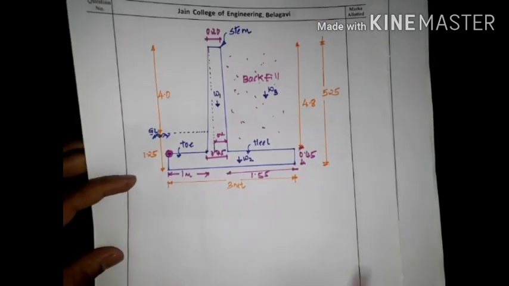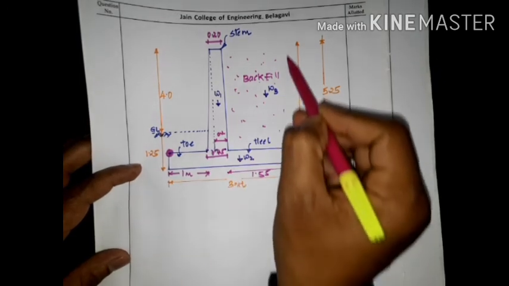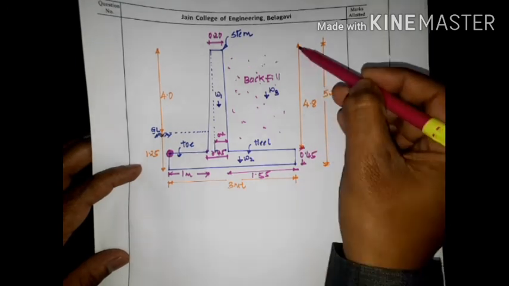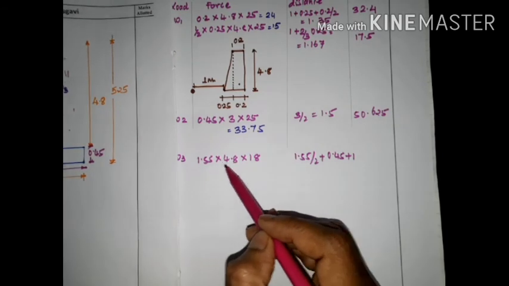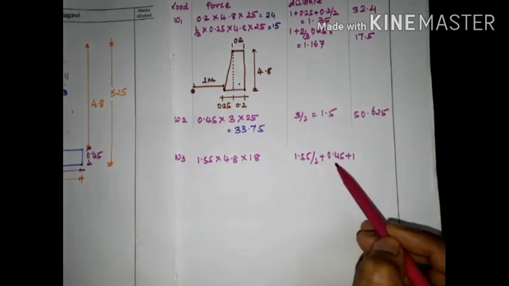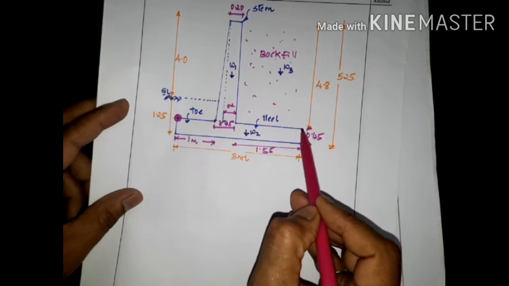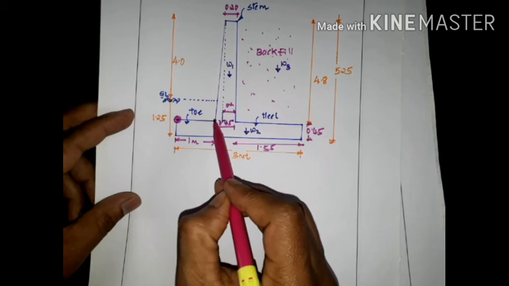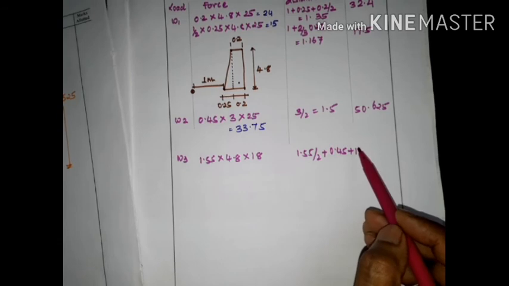So here, if you check the area of backfill, it is 1.55 into 4.8 into the density of backfill, which is 18. Clear? And the CG distance is 1.55 by 2. So you can check here, this is 1.55. So where is its centroid? 1.55 divided by 2 plus 0.45 plus 1 meter.